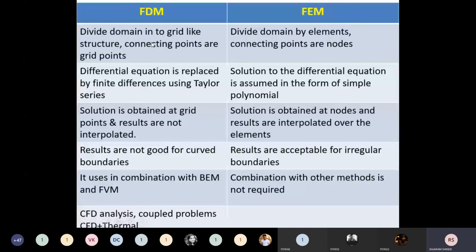Now in the finite difference method, the domain we are going to divide into a grid-like structure. And in the finite element method we have to divide the domain into elements, and the connecting points are known as the nodes. Here the connecting points are known as the grid points. Now I will show you one example here.